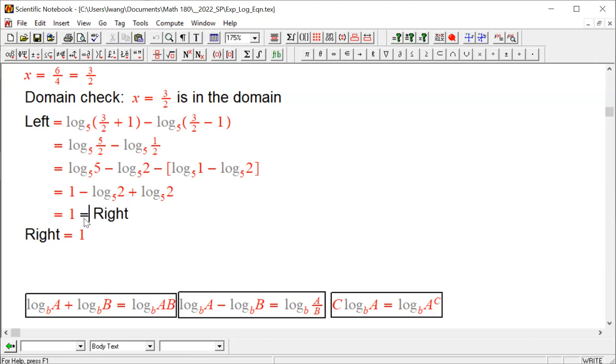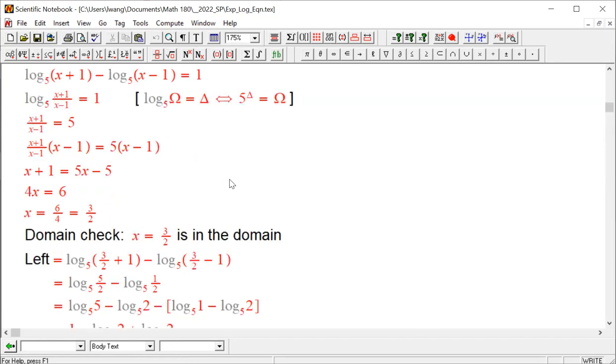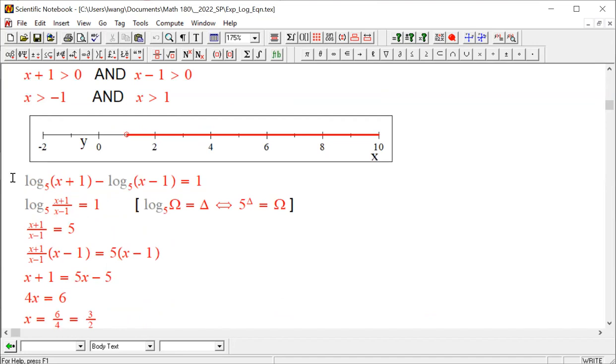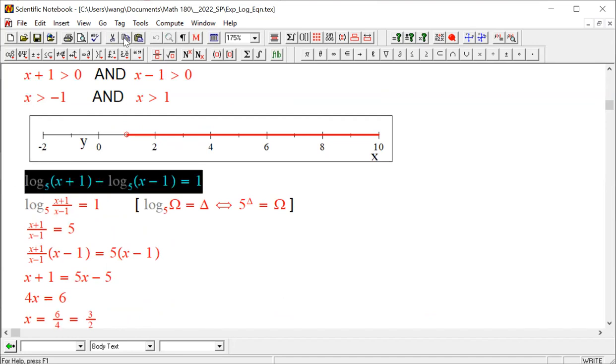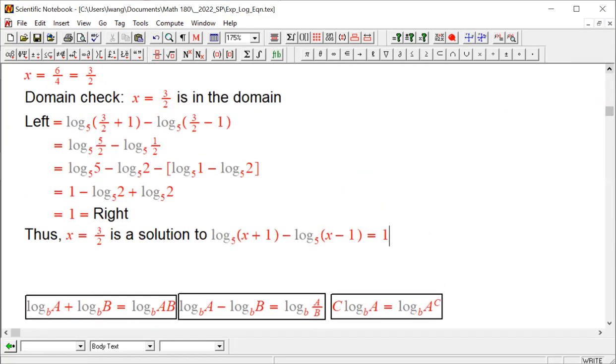So now we have left equals right when x equals 3/2. Then you can say thus or therefore, x equals 3/2 is a solution to the equation. And what is that equation? You always refer to the original equation. So this is the whole process of solving this equation here.